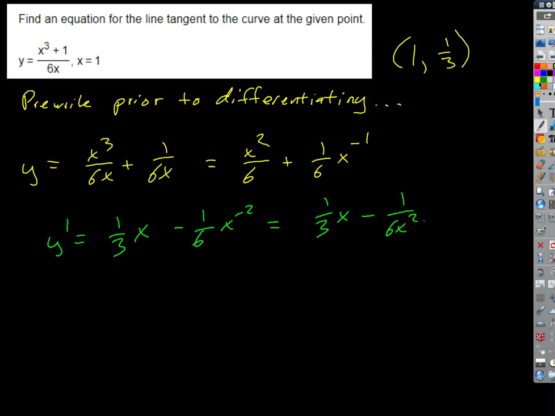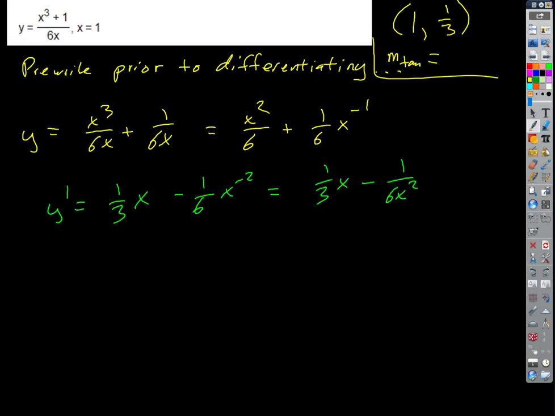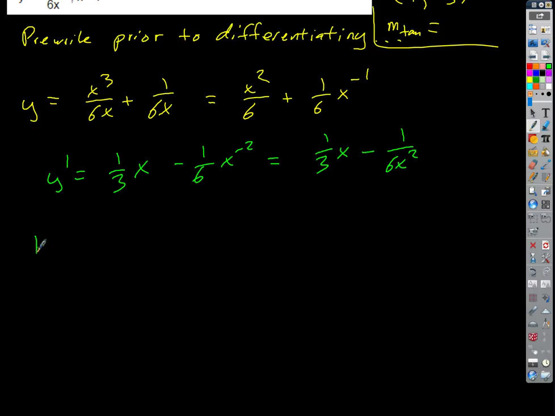If I want to come back and get the slope of the tangent line, that's what I need. This is going to be the stuff that I need to do algebra 1 and find the equation of the line. How do I find the slope of the tangent line at this point? I'm just going to evaluate the derivative at x equals 1. So that equals y prime at x equals 1.